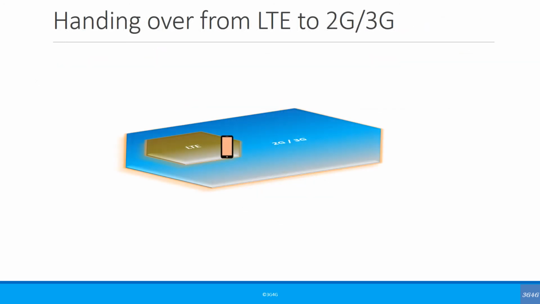Now there are times when you need to actually hand over from LTE to 2G 3G, and this particular section is just for completion. So what happens when your device moves out of the LTE area and goes to 2G 3G? If it's the plain old circuit switched fallback, then it's not an issue, right? Because the device will continue in 2G or 3G. But what if you have 4G voice? What are the options?